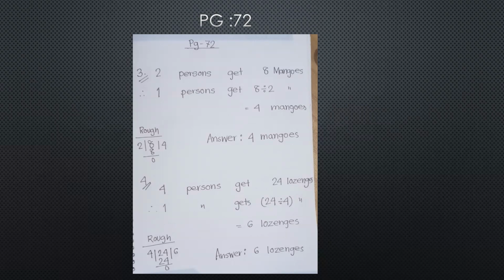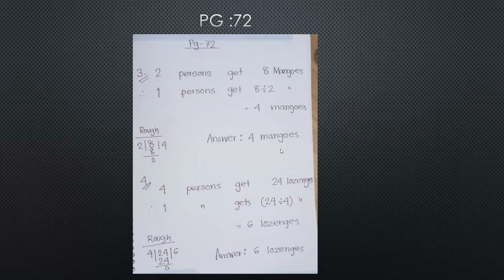Okay, number 3. 2 persons equally divide 8 mangoes. How many mangoes will each person get? Each person means one person. Two persons equally divide; here you can see the word divide. So you have to go to the division process to solve this problem.